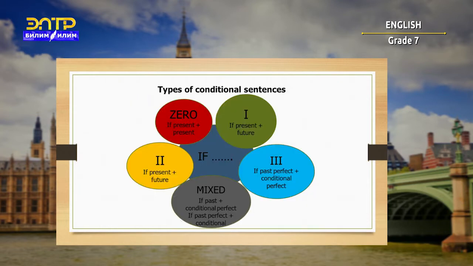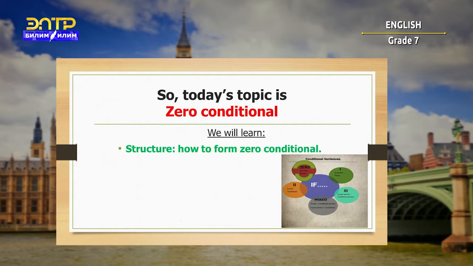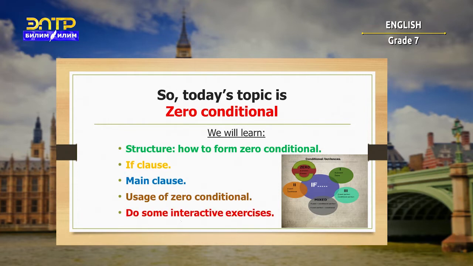So today's topic is zero conditional. There are several types of conditional sentences: first conditional, second conditional, third conditional, and mixed conditional. But today we will consider only zero conditional. We will learn the structure, how to form zero conditional, the if clause, the main clause, usage of zero conditional, as well as we will do some interactive exercises.